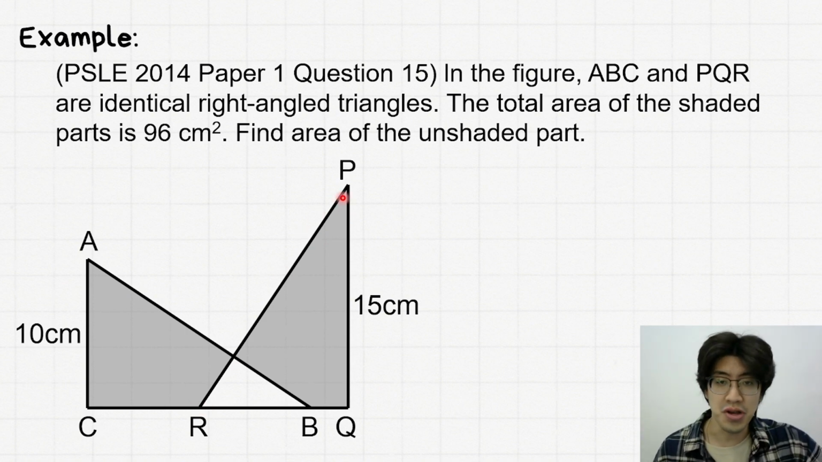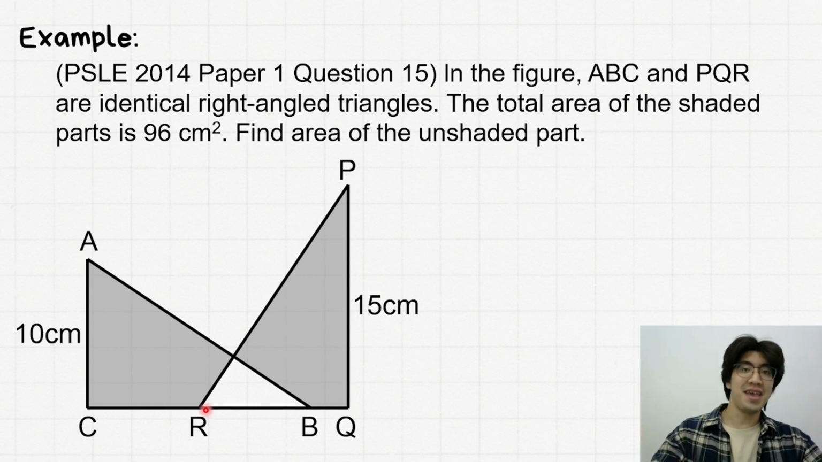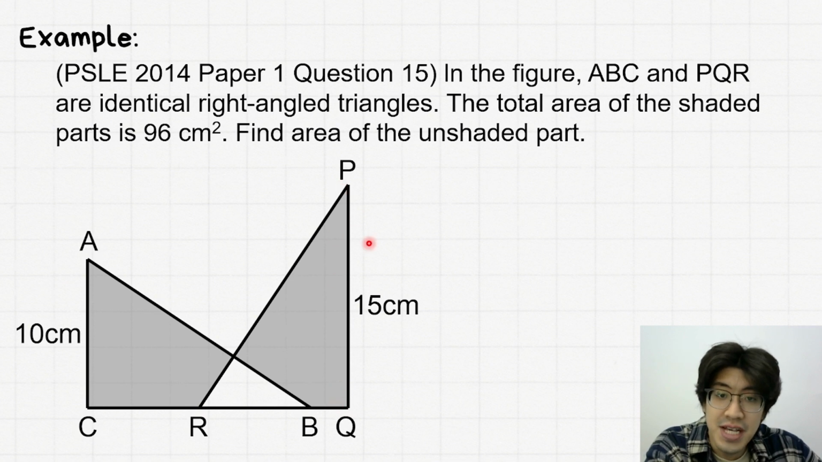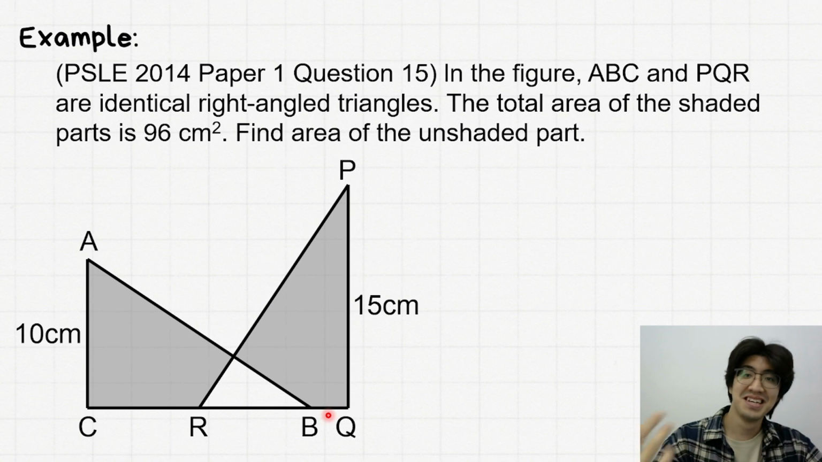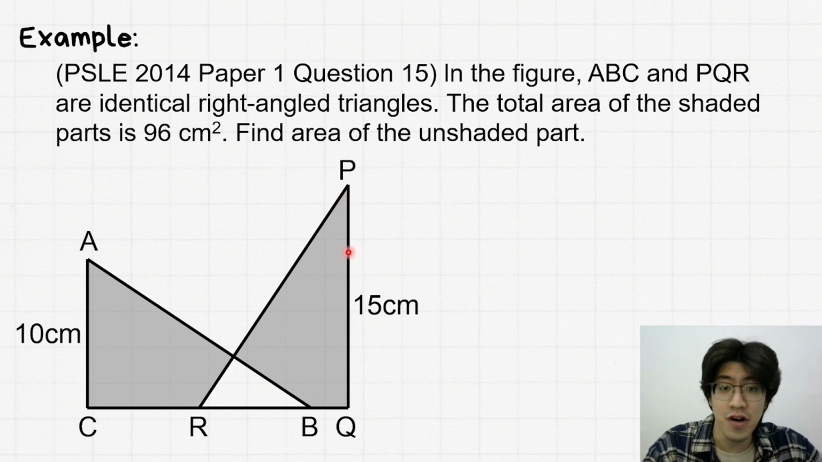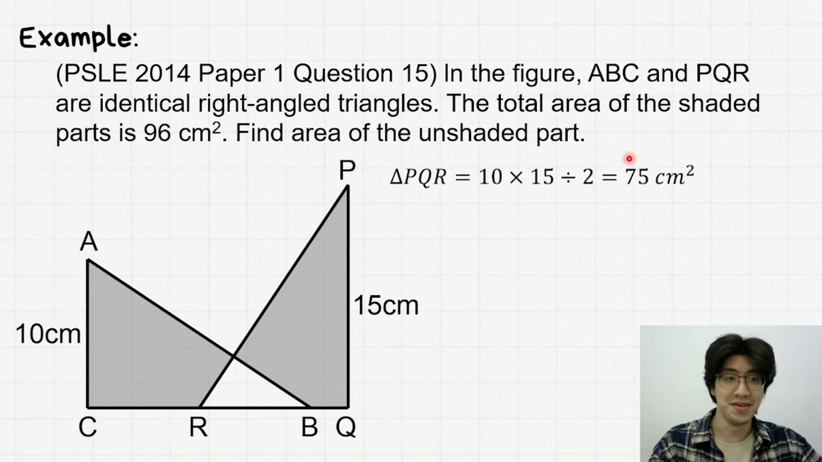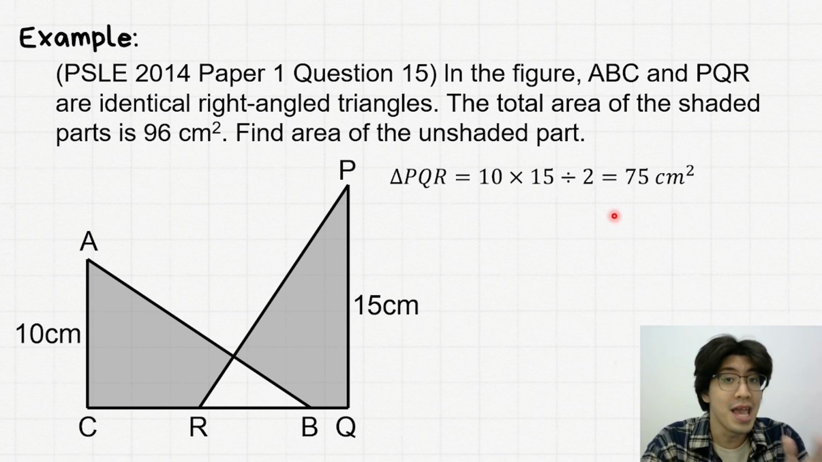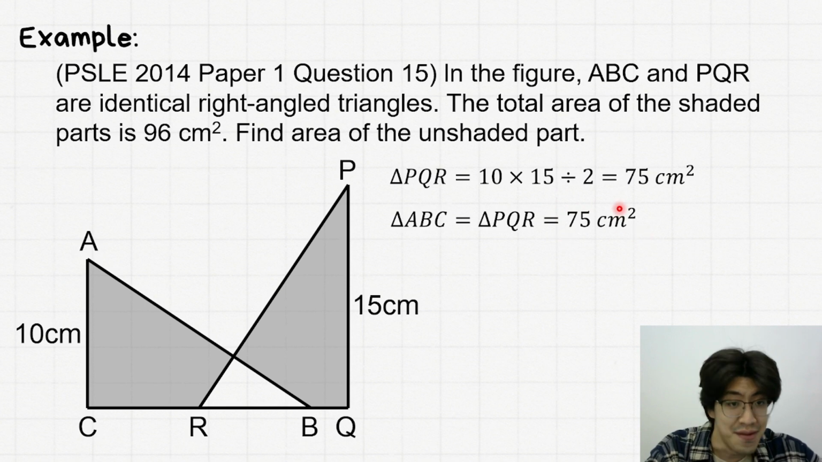Now, starting with the triangle PQR, how would I get the area? Since they are right-angle triangles, we know here is 90, so if this is the height, then I simply need to know this base. Now, what is this base? This base is exactly 10 centimeters, because remember, they're identical. If AC is 10, then RQ must be also 10. So from there, I can work out the area of PQR to be 75. Now similarly, since they are identical, I can also find the area of ABC, which is also 75.